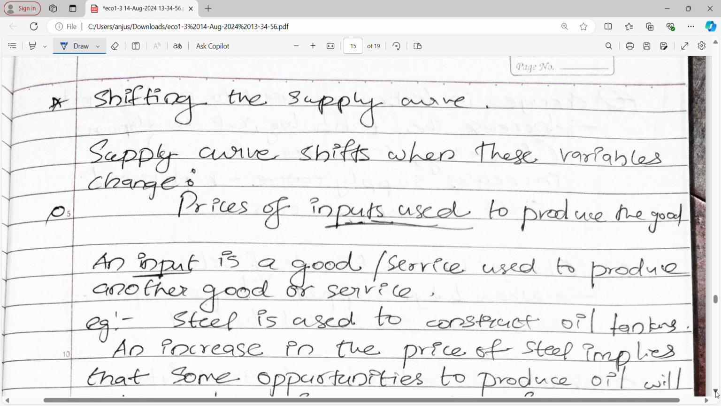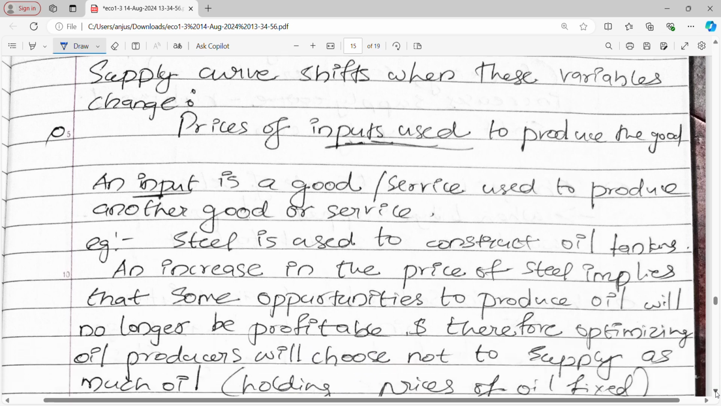Okay. So first is prices of inputs used to produce the good. We know what is an input. It is a good or service used to produce another good or service. So let cloth be a good, the cotton will be its input. Let cake be a good, sugar will be its input.